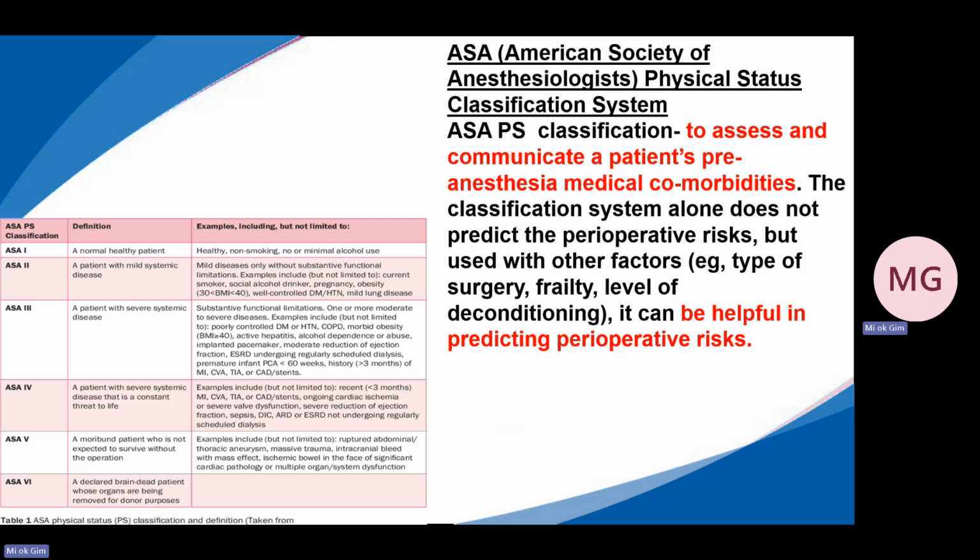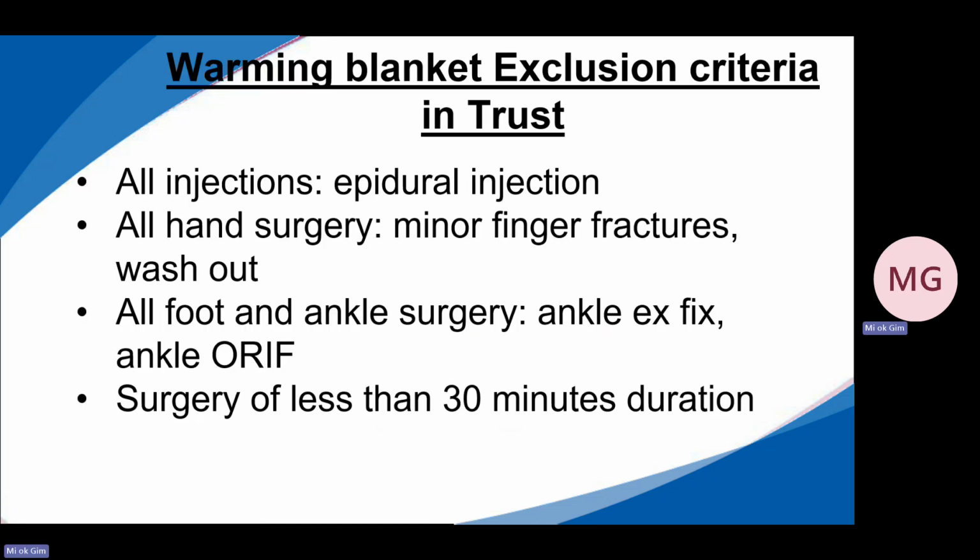But ASA 2 is a patient who has a mild systemic disease, such as well-controlled diabetes, hypertension, or mild lung disease, and a social alcohol drinker, or pregnant, or obesity. Those already score 2. So we aim for the patients who score ASA 2 and above. Anybody can use it. If you have a doubt, the trust wants you to use the blanket.